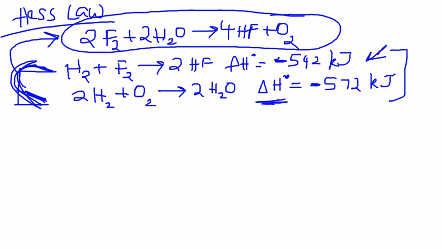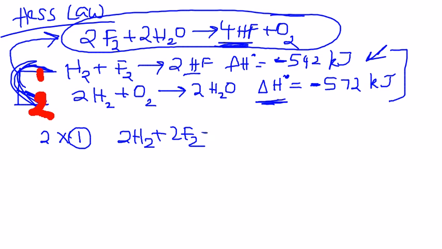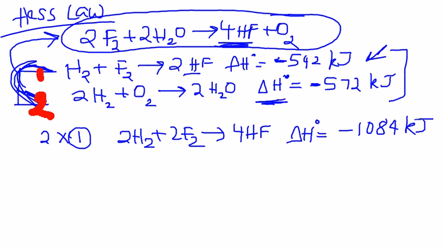So let's see how we can do that for this particular case. Now, I need 4HF on the product side. I have one of the equations. Let's number that as 1. Let's number the second one as 2. So the first equation contains HF on the product side. What does that mean? That means that if I multiply that first equation by 2, so that it starts to reflect 2H2 plus 2F2 gives you 4HF, delta H0 in that case will be minus 1084, because you will have to do the same operation on the heat part as well.